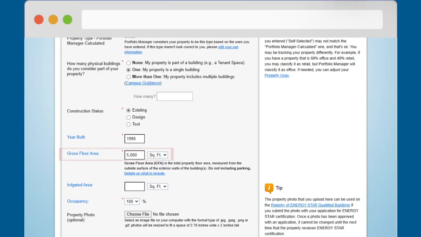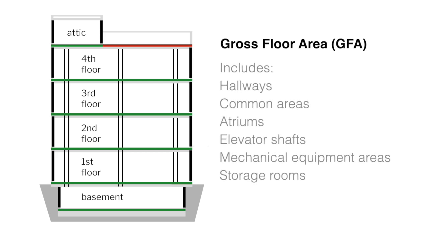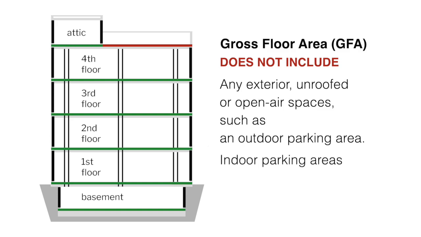The gross floor area, or GFA, of a building is the total area of all floors, measured from the outside surface of the building's walls. This area also includes hallways and common areas, atriums, elevator shafts, mechanical equipment areas, and storage rooms. The gross floor area does not include any exterior, unroofed, or open-air spaces, such as an outdoor parking area. You should also not include your indoor parking areas in the GFA for your building.